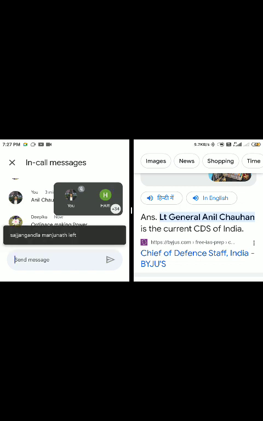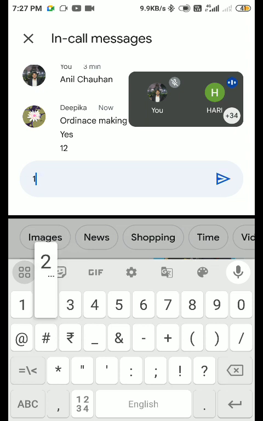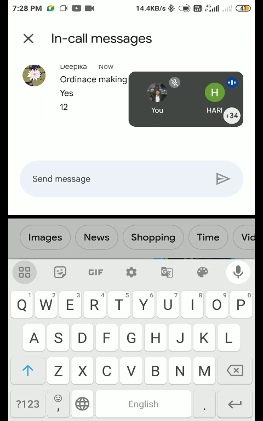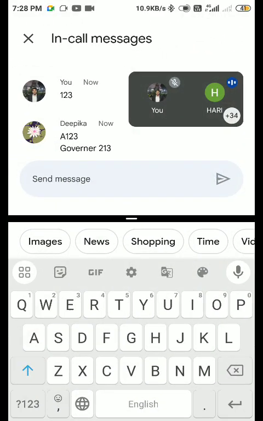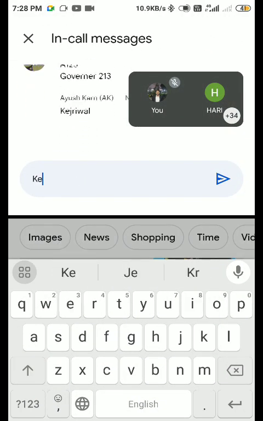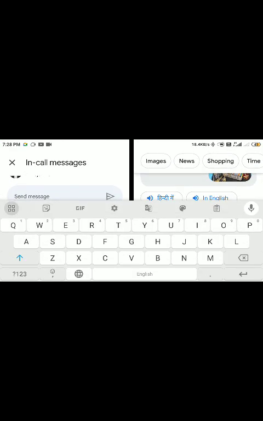Ordinance making power, special ordinance. I came across a case now in New Delhi. There is an elected government, a Chief Minister, Arvind Kejriwal. There was a clash between the Chief Minister and the Deputy Governor in Delhi. So the Supreme Court said that the Chief Minister is selected by the election of the people. That is an elected government.